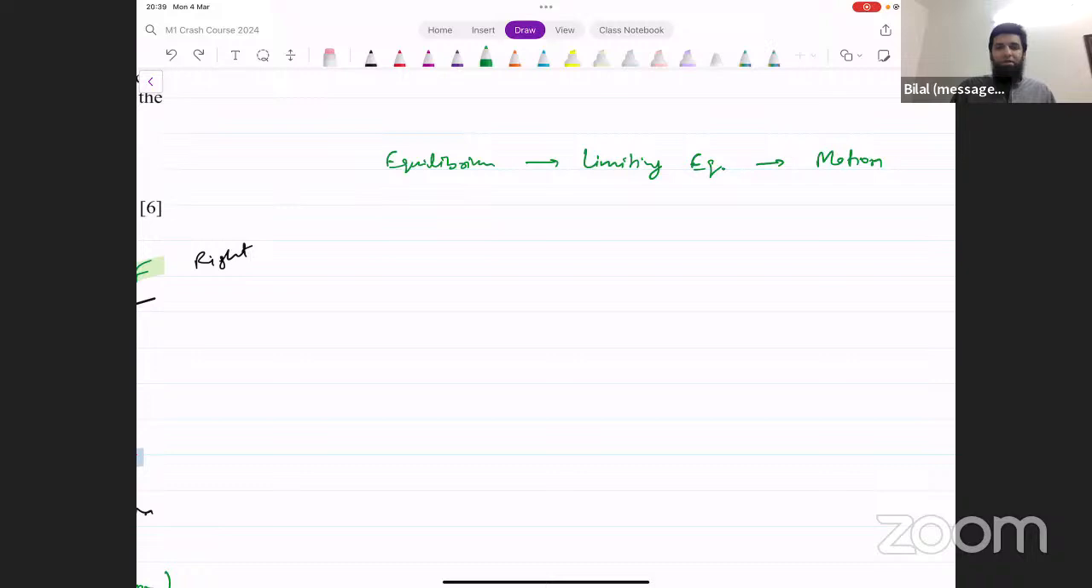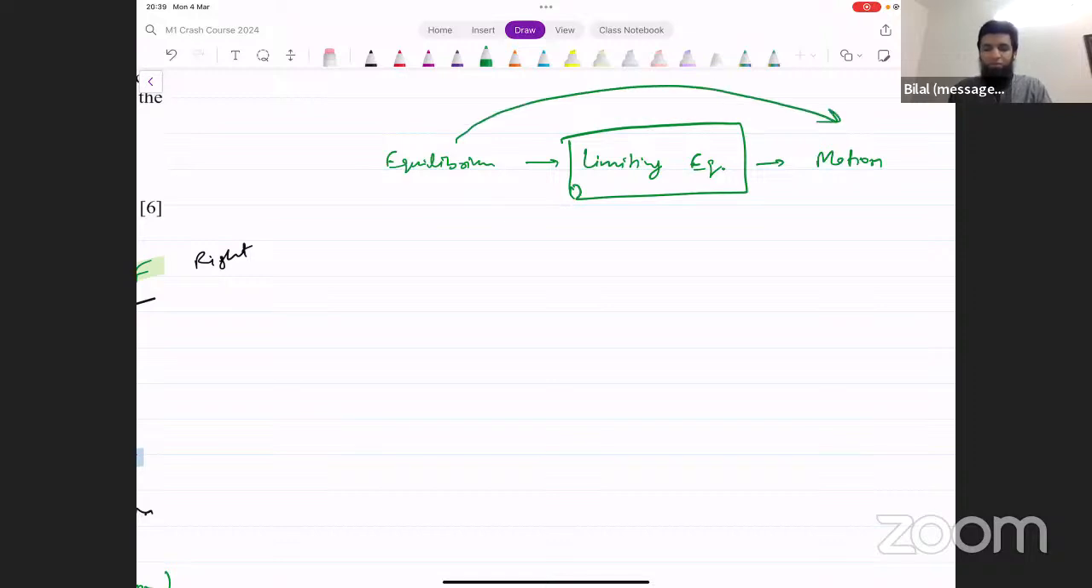What we can also do is think of the limiting equilibrium case, that is the cutoff point where the equilibrium position is going to end and the object is going to start moving. So limiting equilibrium is kind of the transition between equilibrium and motion. It basically gives us that cutoff point at which the block is no longer going to remain in equilibrium and it's going to start moving.